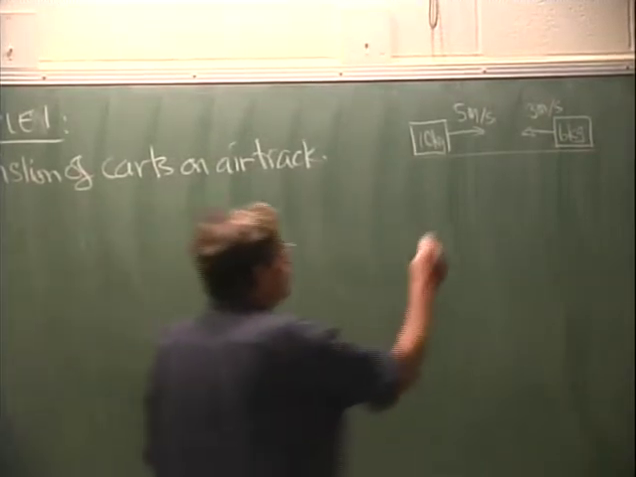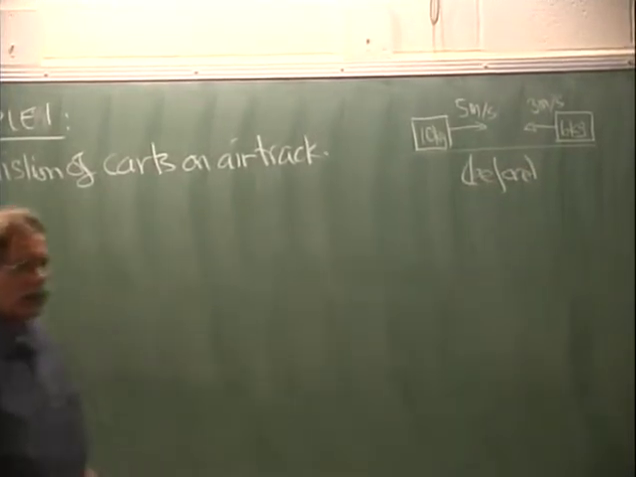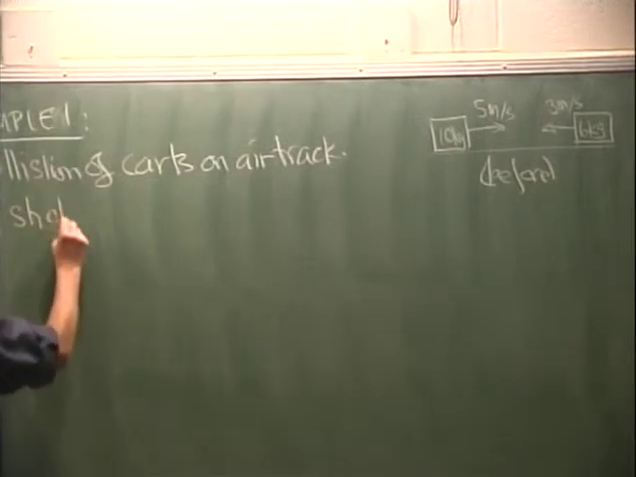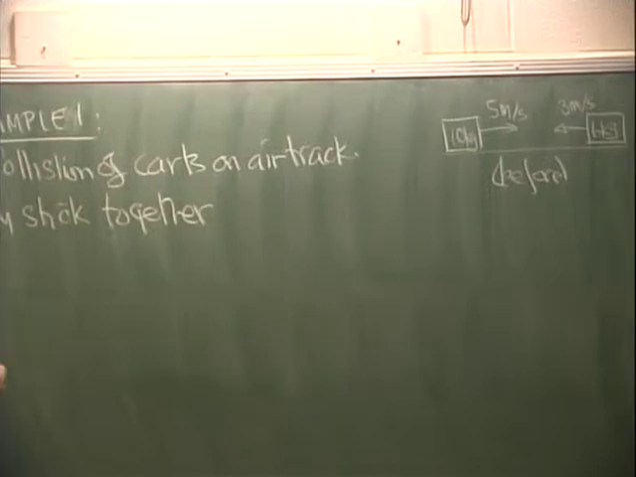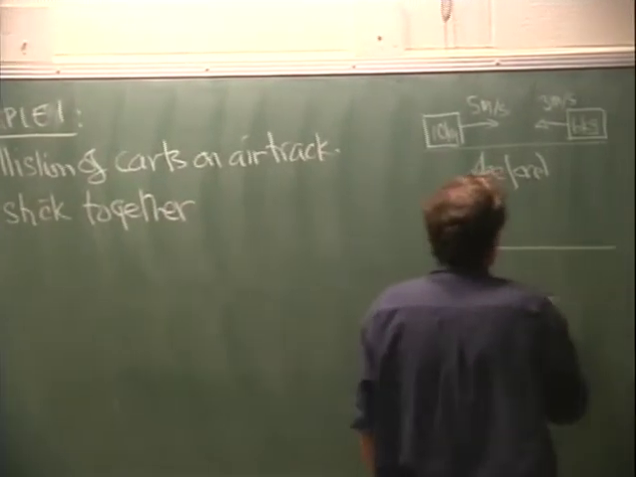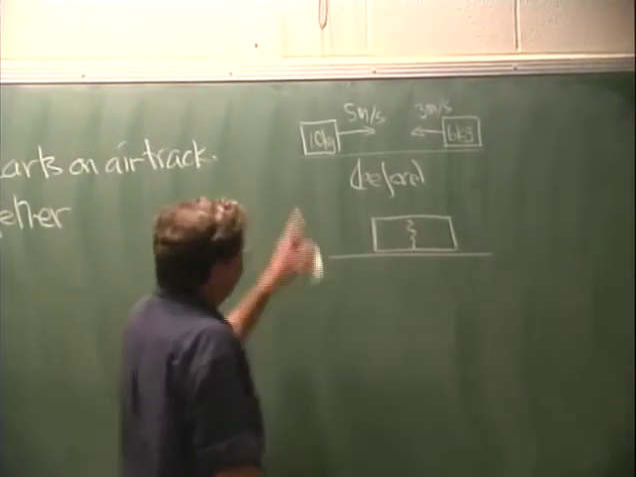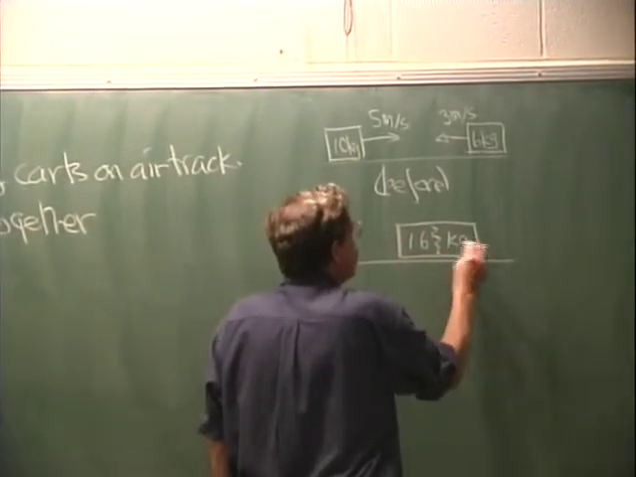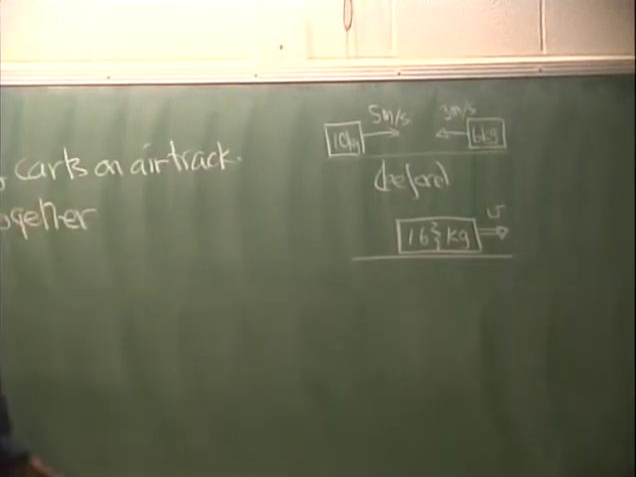This is the scene before the collision, and now I suppose that those two carts stick together. I don't know if you fiddle with those things, but maybe they've got a Velcro coupler on there or something like that, so that afterwards I've got a combination of the two of them stuck together, a total mass of 10 plus 6, I guess 16 kilograms, and that's moving along at some velocity v, which I want to find out.